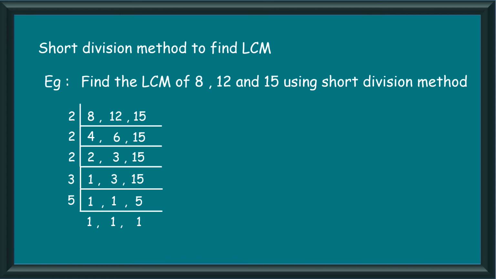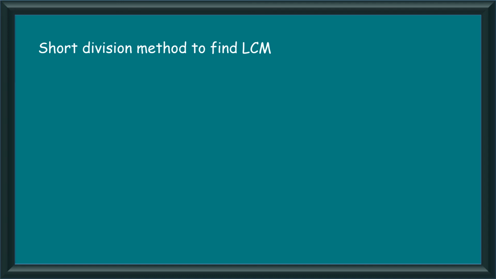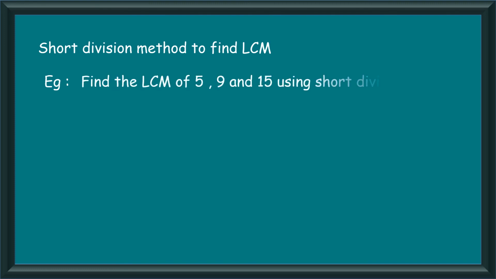LCM is the product of all the divisors. Therefore, LCM is equal to 2 into 2 into 2 into 3 into 5, which is equal to 120. We'll do one last example. Find the LCM of 5, 9 and 15 using short division method.